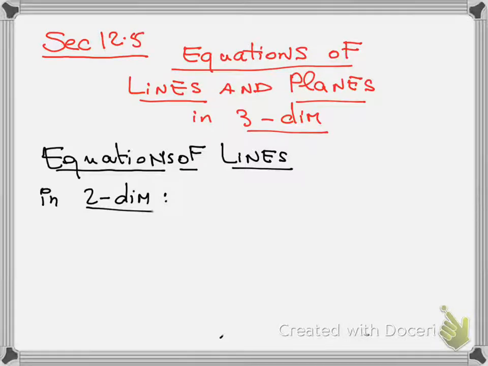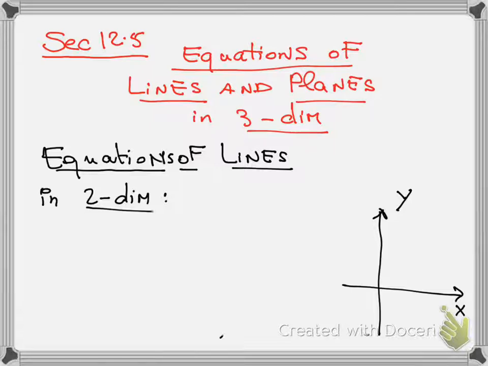So today I'm going to talk about equations of lines and planes. That's section 12.5, equations of lines and planes in three-dimensional space. Let's start first with the lines. Let's start in 2 dimensions. In 2 dimensions, you have two variables, right? You have x here and y here.